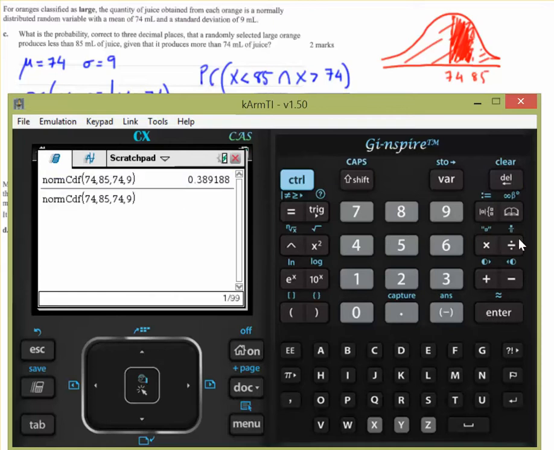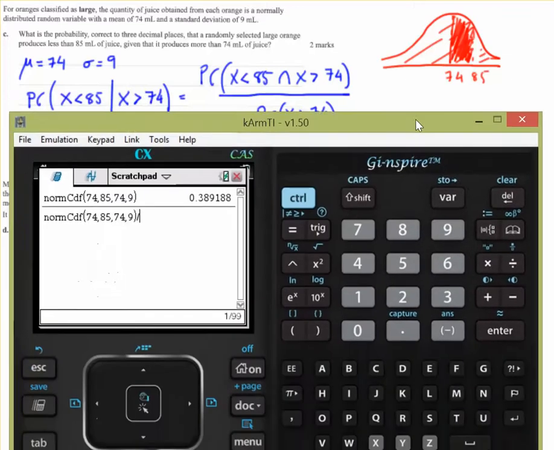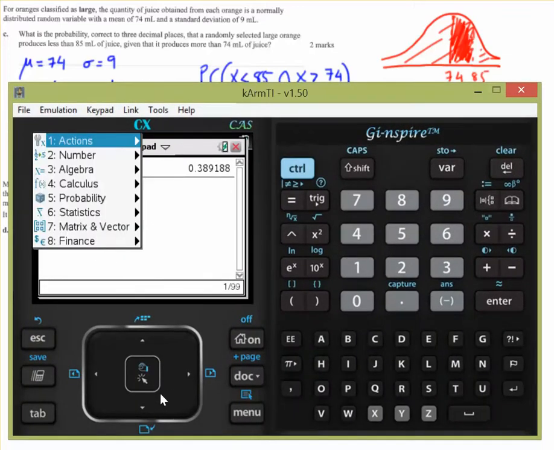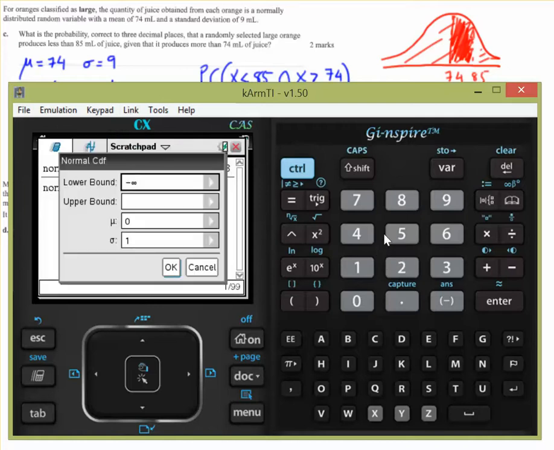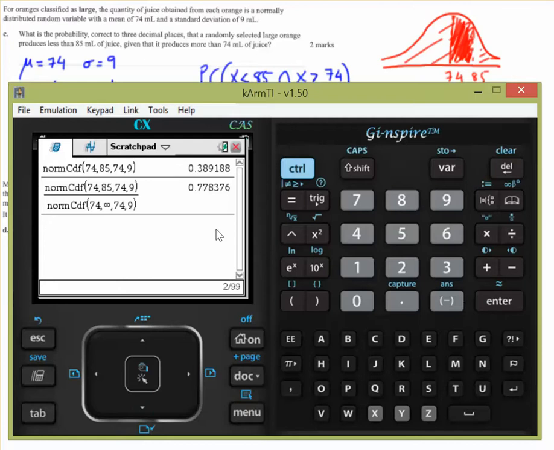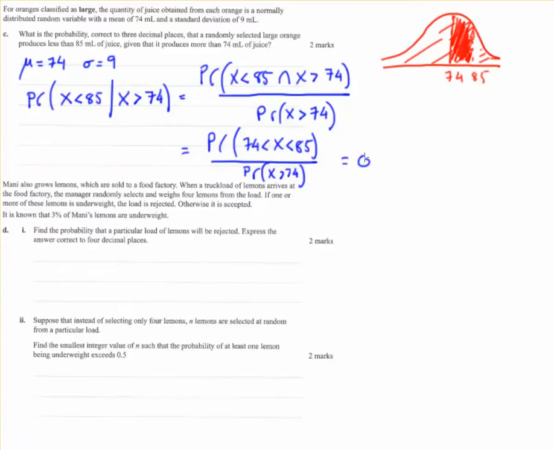We want that divided by the probability that x is greater than 74. Same thing, probability distributions, just use your cumulative one. If you want x to be greater than 74, the lower bound is 74, the upper bound is infinity, and we have 74 for our mean and 9 for our standard deviation. There we are, 0.778376, which to 3 decimal places is 0.778.